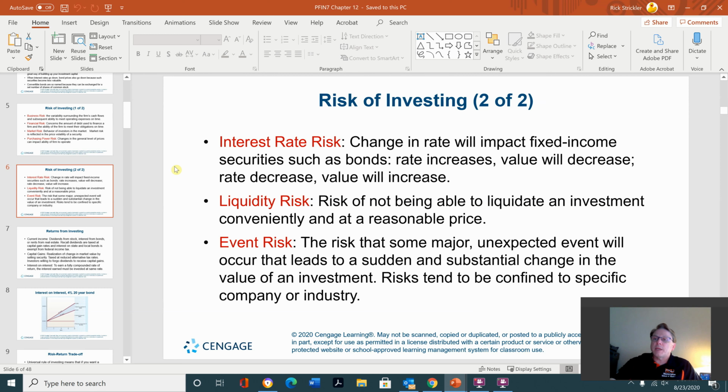Liquidity risk: risk of not being able to liquidate an investment conveniently and at a reasonable price. So if you have a baseball card collection or a clock collection or an antique automobile collection, it may be very difficult to liquidate that when you need the cash. So if you wanted to invest in something so that it would keep up with inflation, normally the price of metals, precious metals, is the way to do that.